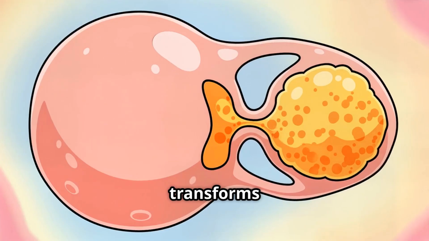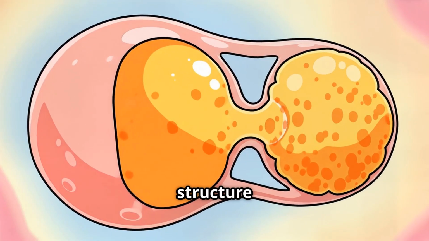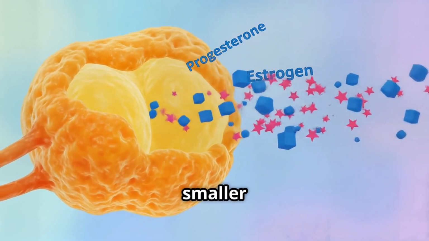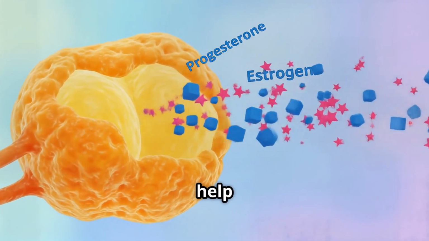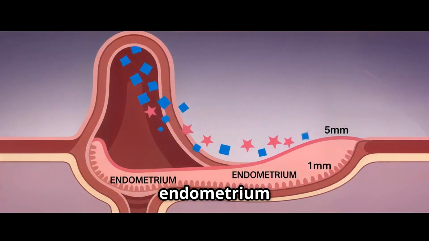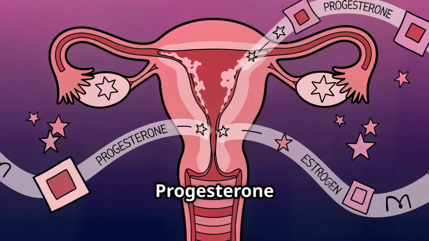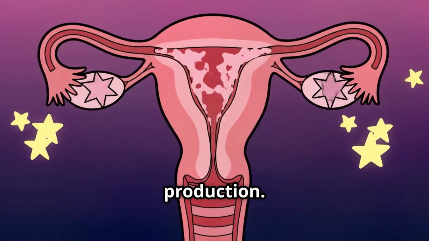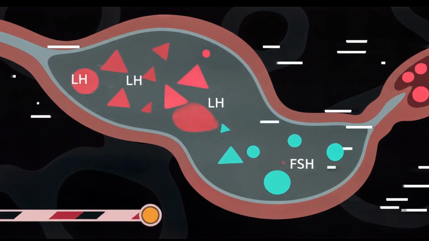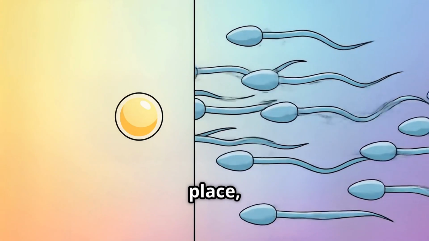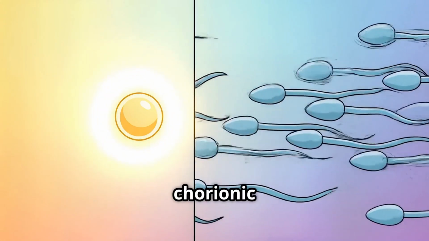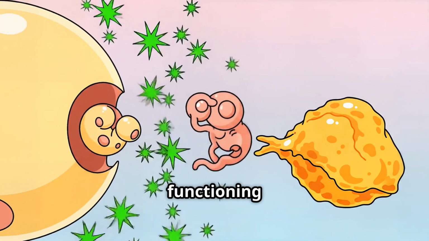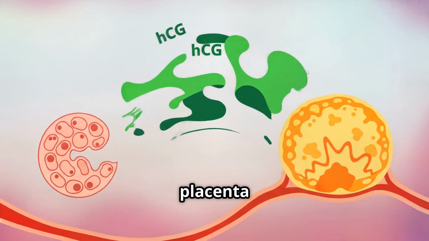The ruptured follicle transforms into a temporary endocrine structure, known as the corpus luteum. This structure secretes progesterone, along with smaller amounts of estrogen, which together help maintain and further develop the endometrium in case fertilization occurs. Progesterone also prevents the release of additional eggs by suppressing LH and FSH production. If fertilization takes place, the embryo begins to produce human chorionic gonadotropin, HCG, a hormone that keeps the corpus luteum functioning to sustain pregnancy until the placenta develops.